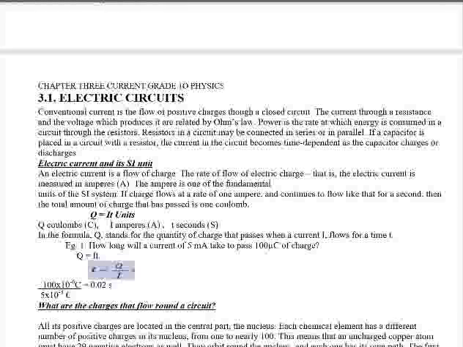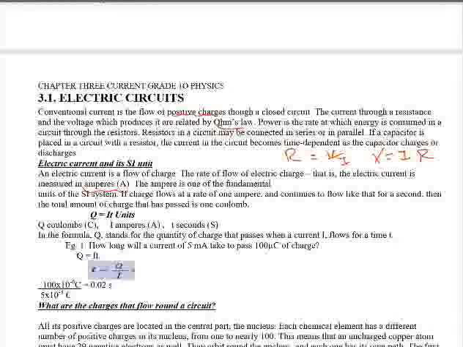Conventional current always flows from the positive charge through a closed loop or a closed circuit, and the current through a resistance and the voltage which produces it is related by Ohm's law. According to Ohm's law, the resistance is equivalent to potential divided by the current, or the potential is equivalent to current times the resistance. And electric current is measured in amperes.